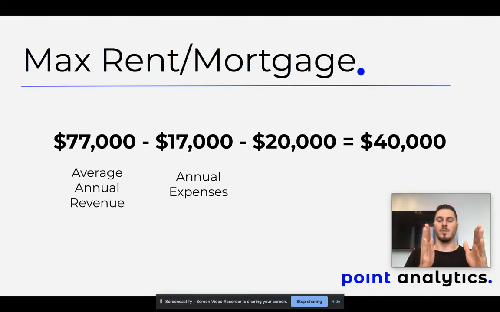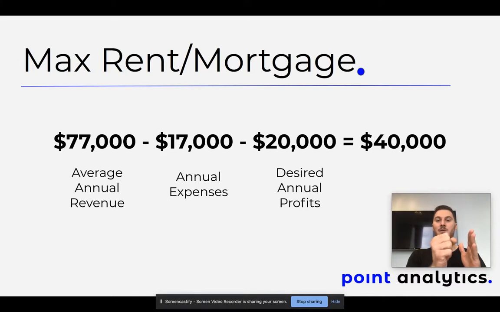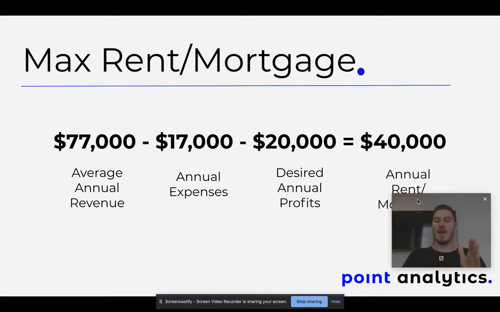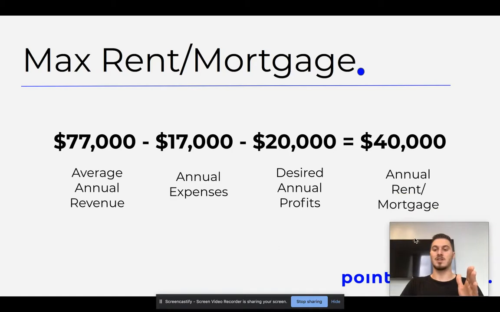Now what we want to do is minus our desired profit. So we want to minus that amount as well from the total revenue, because we want to consider it as something that we're going to be getting no matter what. Okay. Now that we've minused the expenses and the annual profit, what's left over is the annual rent slash mortgage that we can spend towards rent slash mortgage.